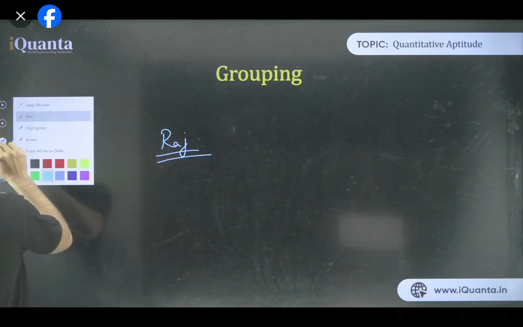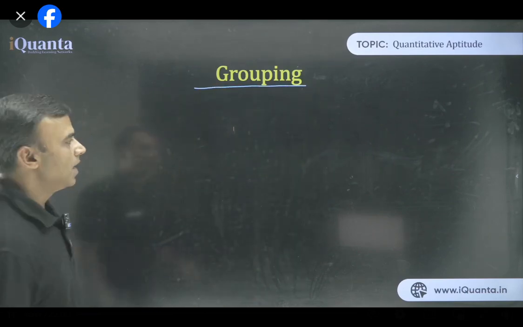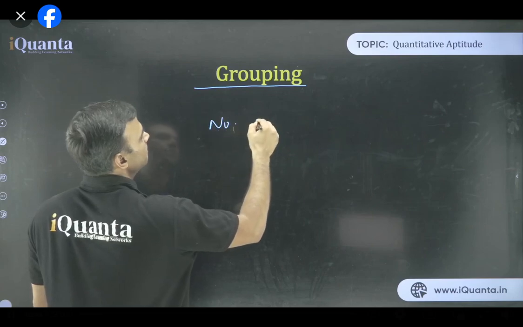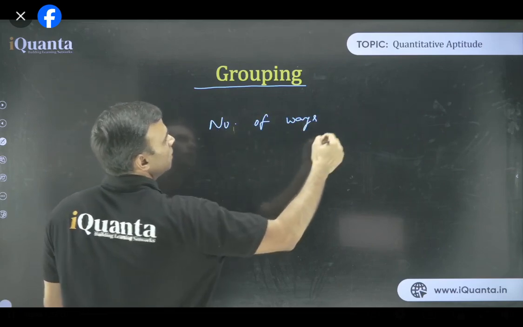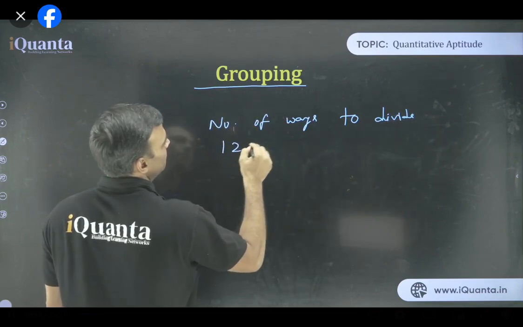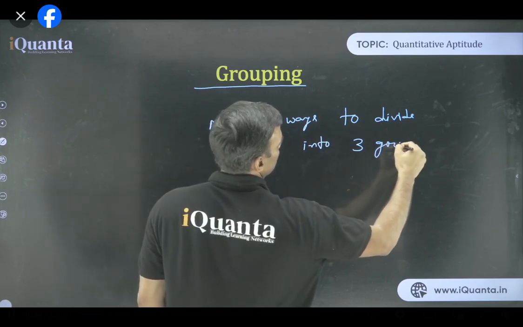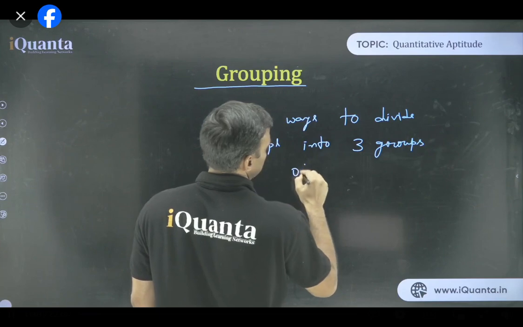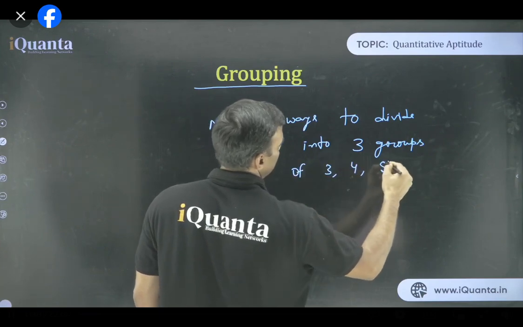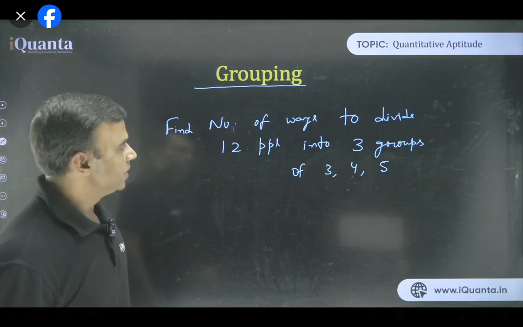Okay. The first topic of today's class is grouping. I'll give you a question: find the number of ways to divide 12 people into 3 groups of 3, 4, and 5.